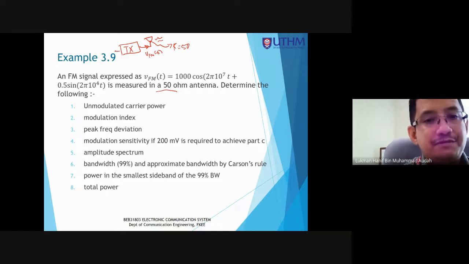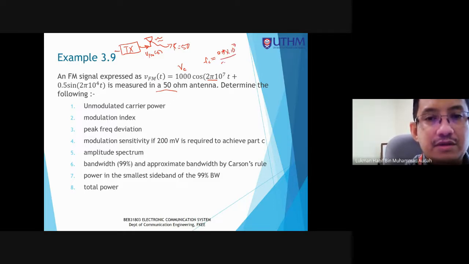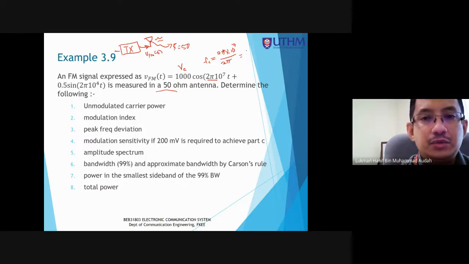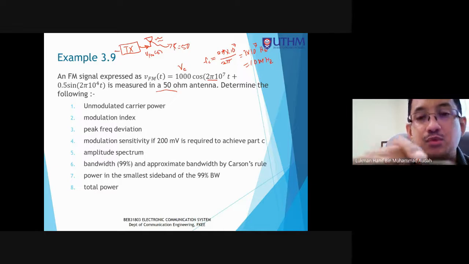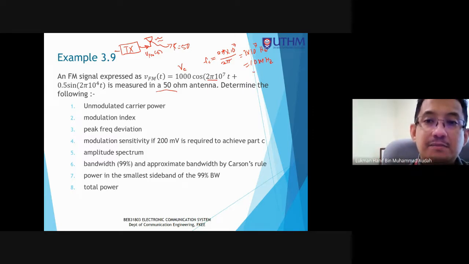Back to the question, this is Vc, and from here we can calculate fc. fc is equal to 2 pi times 10 power of 7 divided by 2 pi, which is 1 times 10 power of 7 hertz, or 10 megahertz.